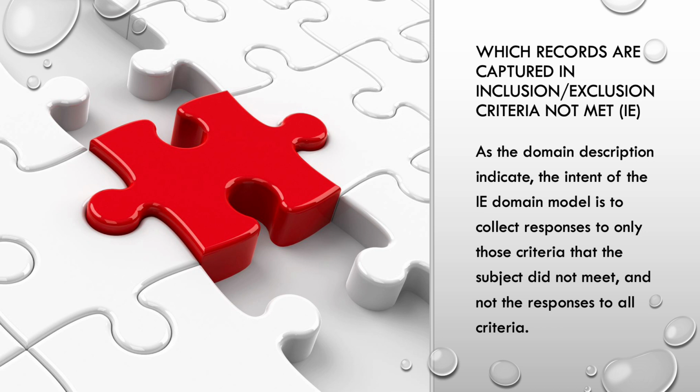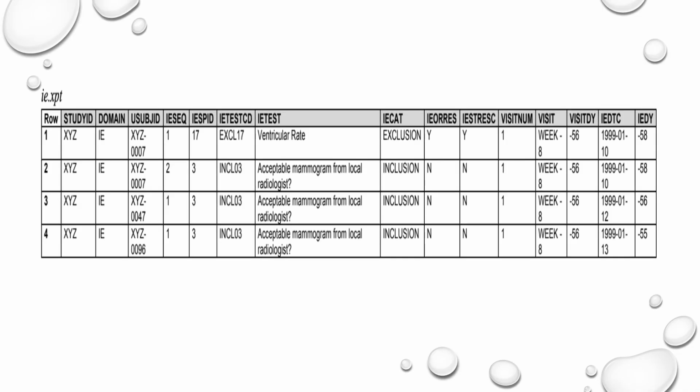When we say did not meet, this means any exclusion criteria which is satisfied and inclusion criteria which is not satisfied. To explain this further, here is the data example taken from the SDTM IG. The data is of three subjects. Please note that the first two records are for the same subject, showing that this subject met all the criteria except these two, one being the exclusion criteria and the other being the inclusion criteria.